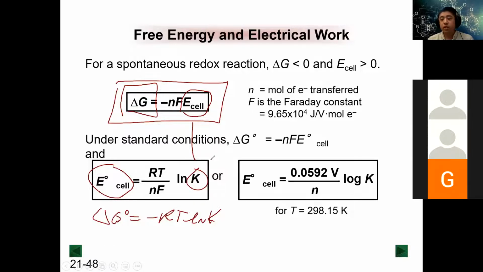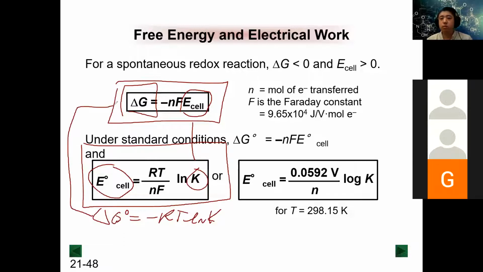Okay, just a quick check. Does anyone want me to show them algebraically how we got to this equation here? Or you can figure it out by looking at these two equations. I'm pretty sure it's somewhat self-explanatory. Just one question. The ln K, that comes from the delta G, no? Yes. Okay, perfect. Thank you.